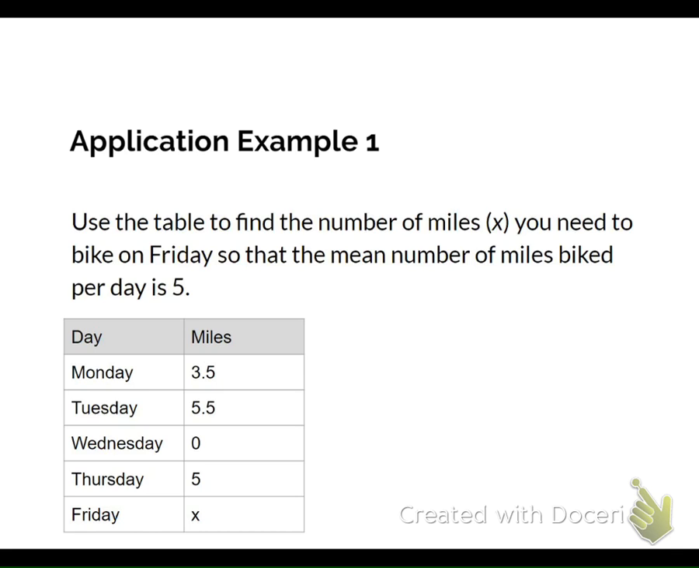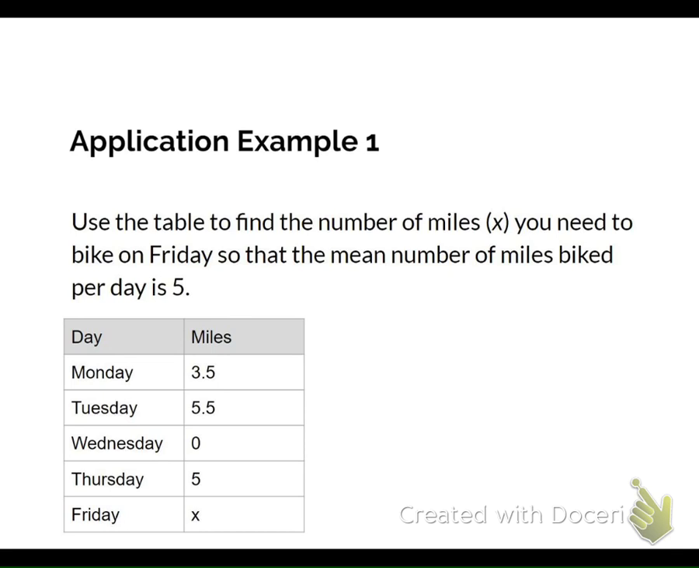Use the table to find the number of miles, x, you need to bike on Friday so that the mean number of miles biked per day is 5. So I would write down our chart here. We've got Monday through Friday and how many miles we biked each day, except you'll notice on Friday we've got an X. We don't know how many miles we need to bike that day yet.